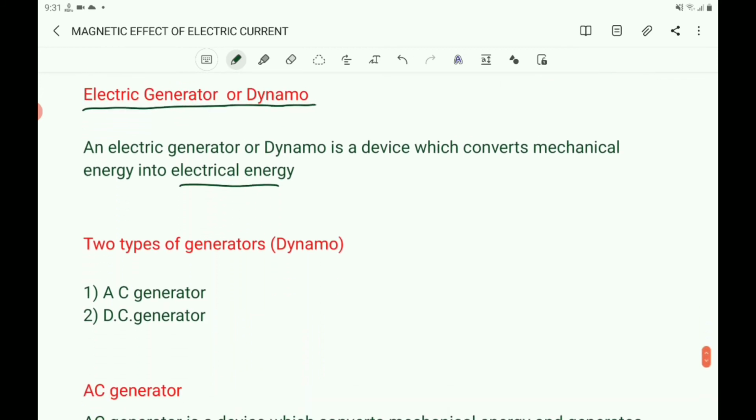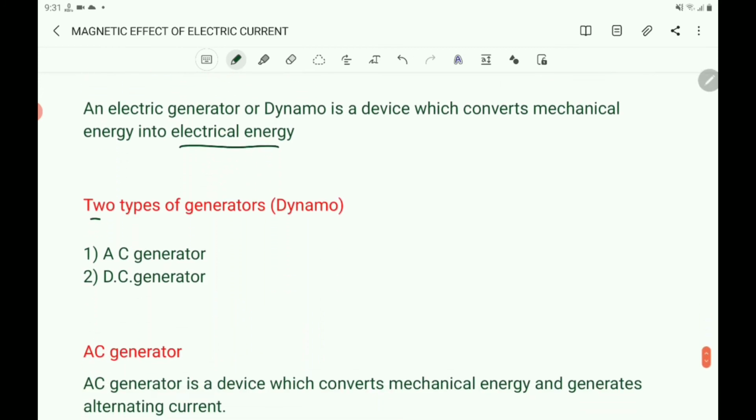Which are the two types of generators? The two types of dynamos are AC generator and DC generator, or AC dynamo and DC dynamo.